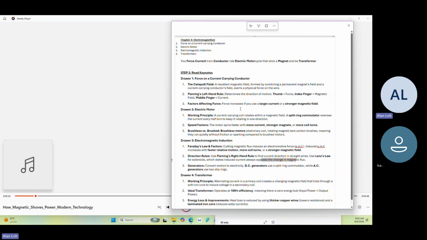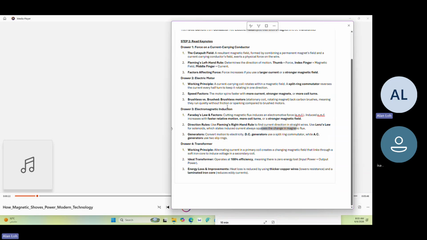Today, we are pulling from a stack of physics texts and technical notes to take you on a logical journey. Yeah, we're going from the very basic physical shove of a wire inside a magnet all the way to how the alternating current actually reaches your home. Right. Okay, let's unpack this. Because the thread connecting that theme park brake to your wall outlet is, well, it's just this brilliant sequence of interacting magnetic fields, starting with the catapult field.